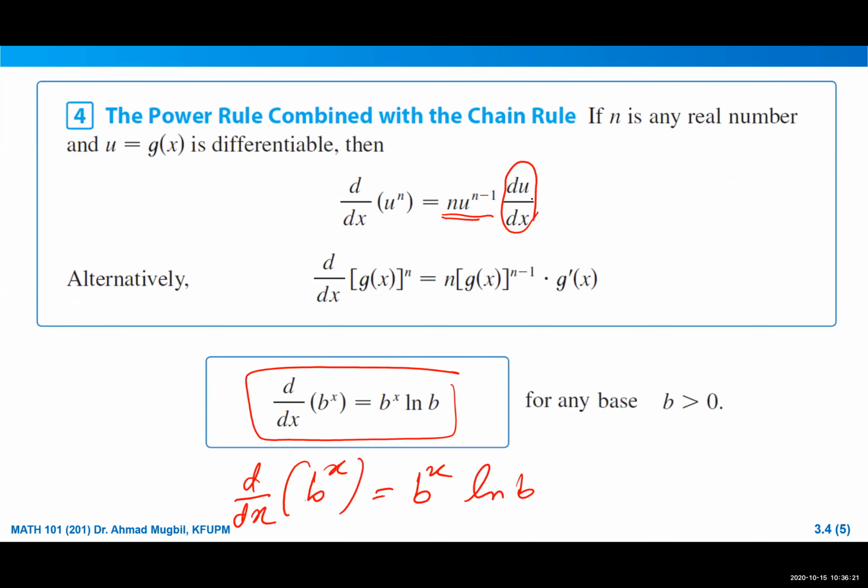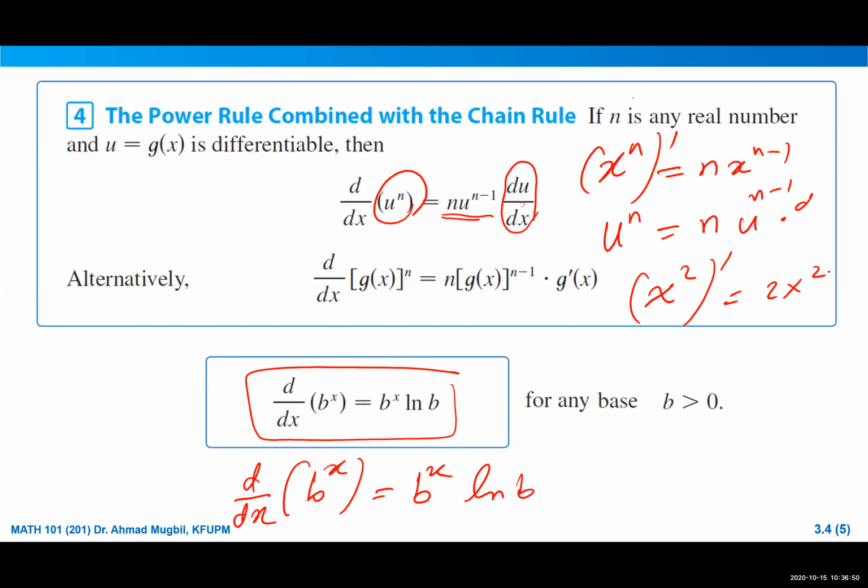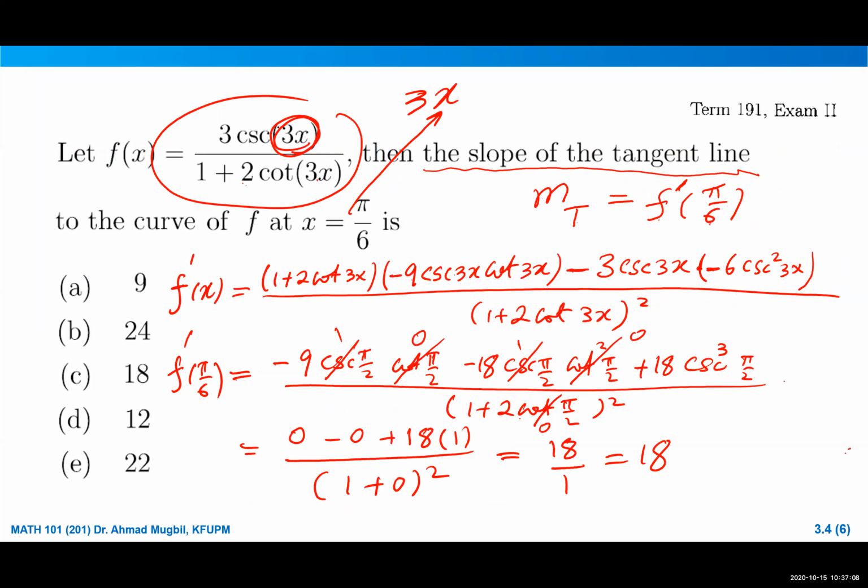Ya Abdulaziz, what are we saying here? If you have x to the power n, the derivative will be n x to the power n minus 1. But if you have a function of x, not x, you need to multiply by the derivative of the inner function, like 3x. If you have x to the power 2, the derivative is 2x to the power 2 minus 1, so it will be 2x. Now, if you have 3x all to the power 2, what will you do to differentiate it? It will be 2 times 3x all to the power 1 multiplied by 3. You should multiply by the derivative of the inner function. What is the inner function here? It is not x, it is 3x. What is the derivative of 3x, yeah, Abdulaziz?